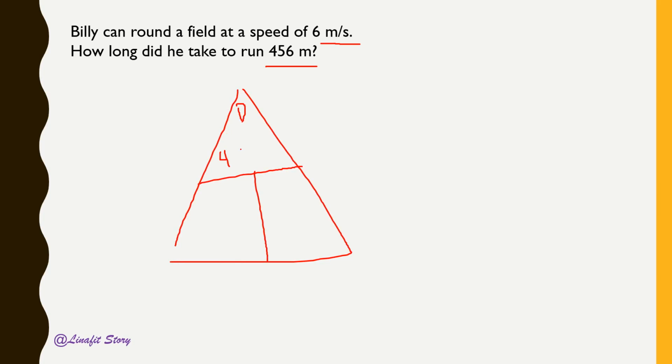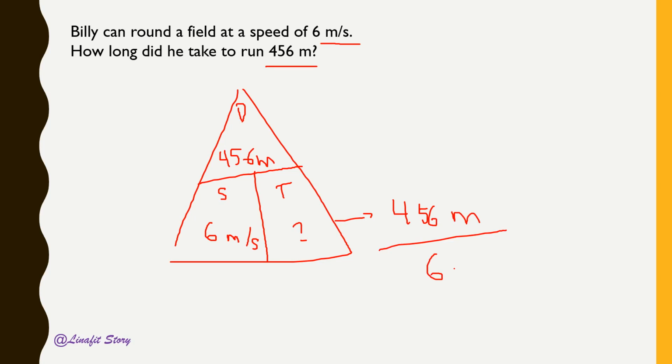Distance is 456, while the speed is 6. Then to get the time taken will be 456 divided by 6 equals to 76 seconds.